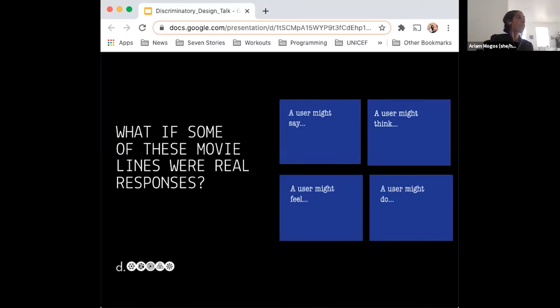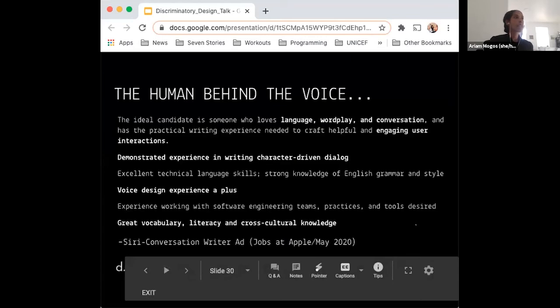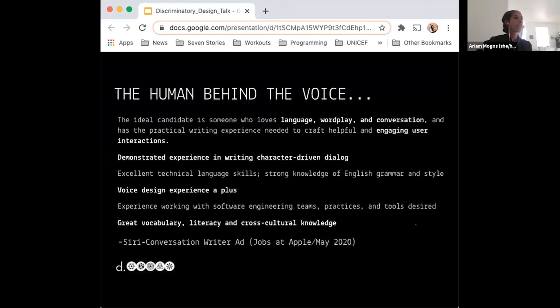But the funny thing is the people who are hired to write the lines for AI assistants like Alexa and Siri actually have a background in screenwriting, in theater, in design, in writing character-driven dialogue, in language and wordplay, and conversation. And so the same people that are writing lines for movies or television or experience design or voice design are doing the same thing for the AI assistants we use every single day. That's because these people are experts in how to engage us and draw us in to use these products. And so it's a really important skill.